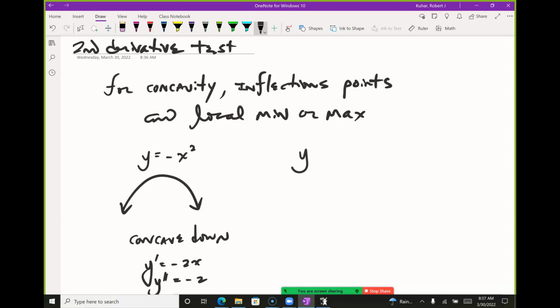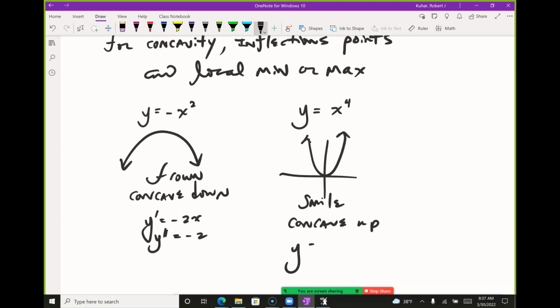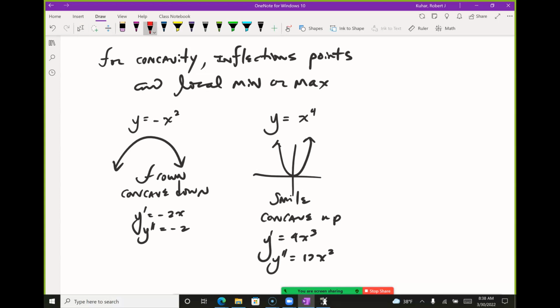Concave up would be like a smile, right? So y equals, doesn't matter, just keep it simple, right? X to the fourth is a smile, right? This is a frown. This is concave up. Positive people smile, so when my second derivative is positive, right, I'm concave up. So y prime is what, 4x cubed. Y double prime is 12x squared. And of course, x squared is always positive, so 12x squared is always positive. So there's my concavity.